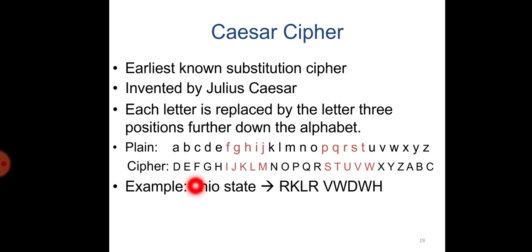Here the ciphertext is entirely in capital letters. So D, E, F, G, H, and after 5 letters, again the red colors are highlighted. So this is the example. And the next one is OHIO STATE, which becomes RKLR VWDWH. This is an example used in the Caesar cipher.